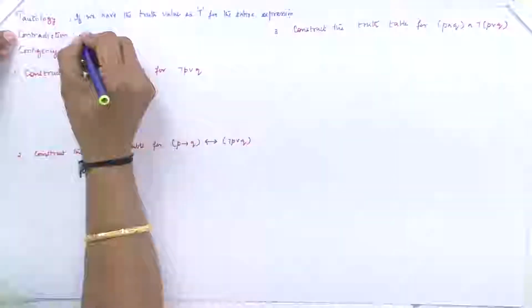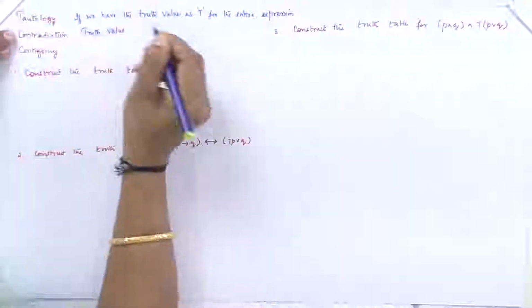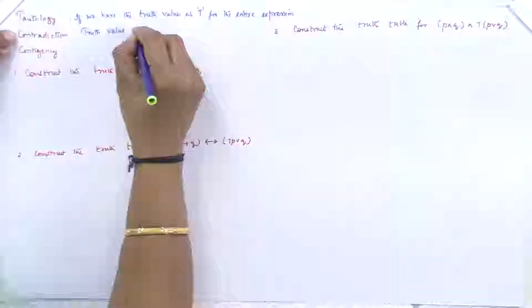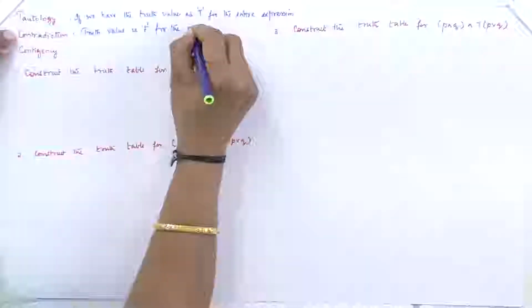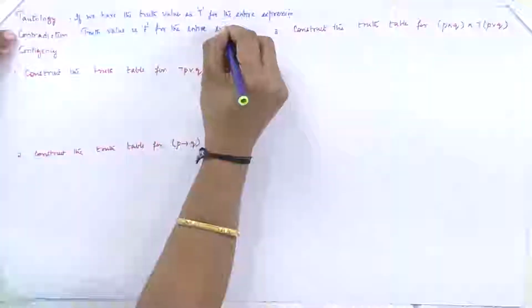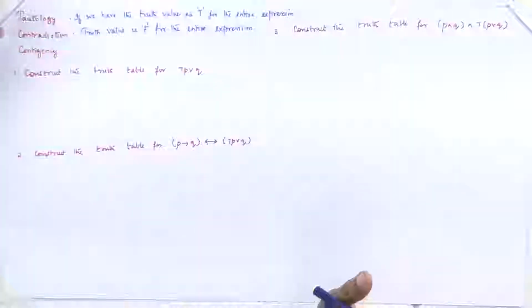So, contradiction in the sense that whatever statement is given to you, that entire statement should have the truth value as false everywhere. If we have the truth value as false everywhere, then that statement is said to be a contradiction statement. So, how do we write now? The truth value is F everywhere for the entire expression. So, if we have the entire expression's truth value as F, then it is a contradiction.